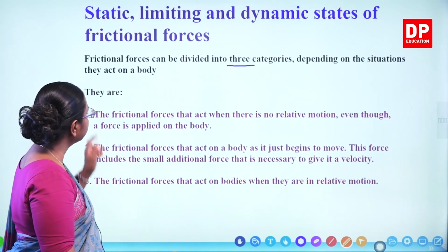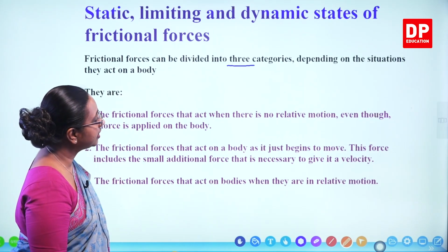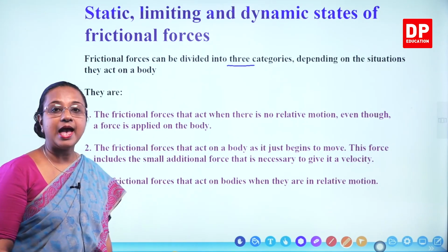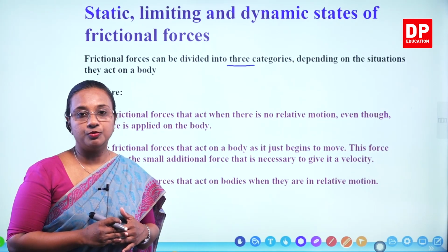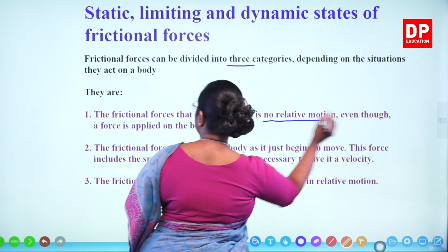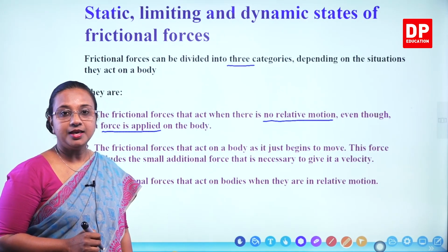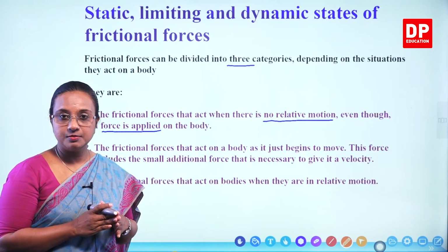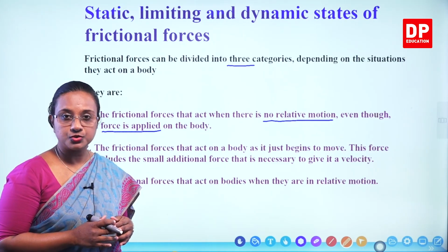Frictional forces can be divided into three categories depending on the situations they act on a body. The first one is the frictional forces that act when there is no relative motion even though a force is applied. When we push a table but it does not move, there is no relative motion even though a force is applied. So, when we push an object but the object doesn't move, it is this type of frictional force.